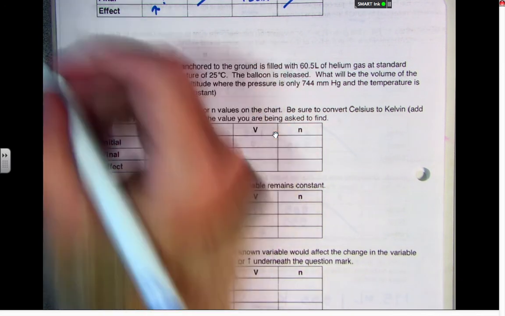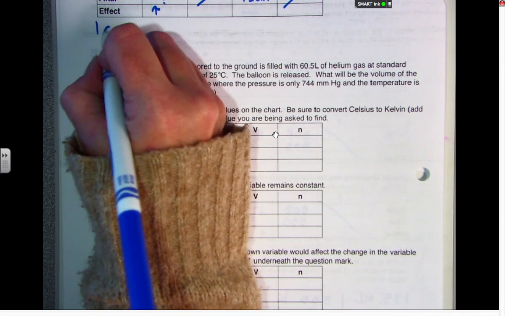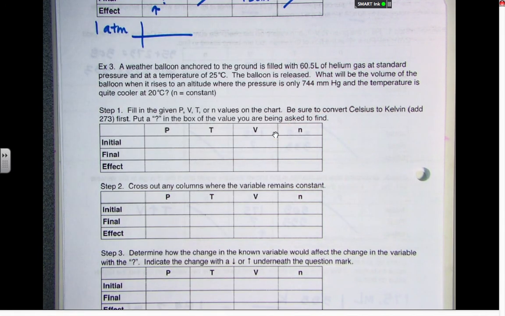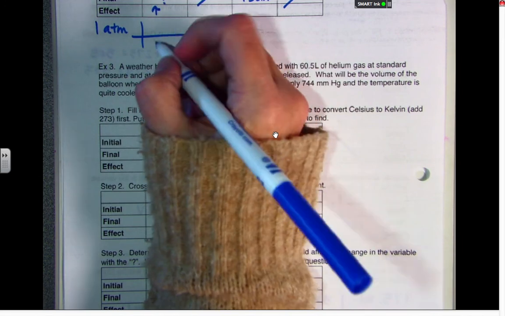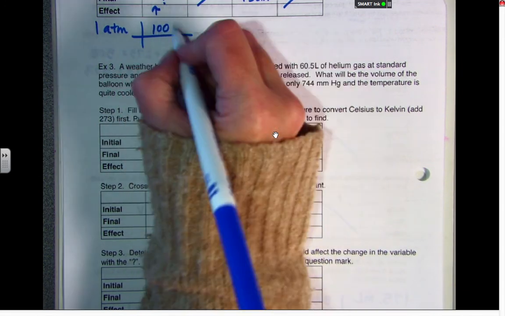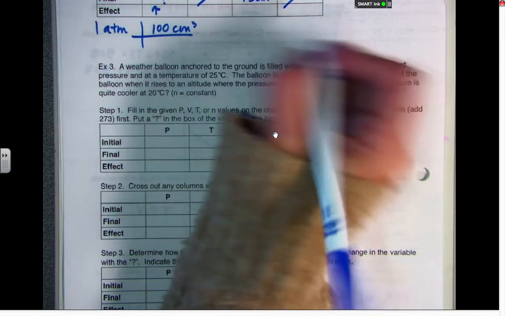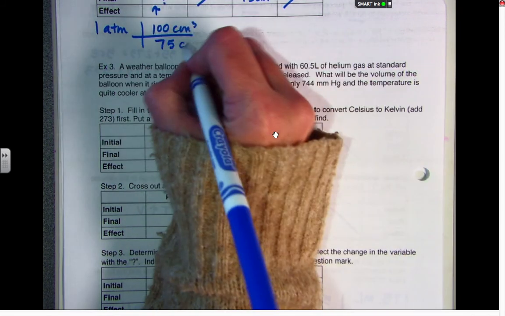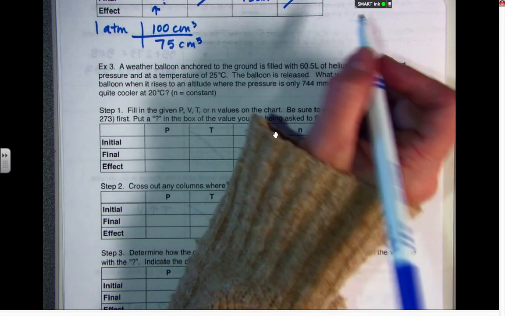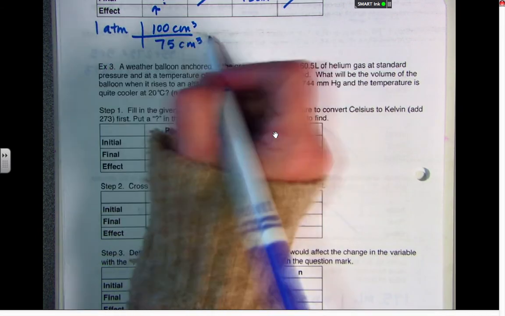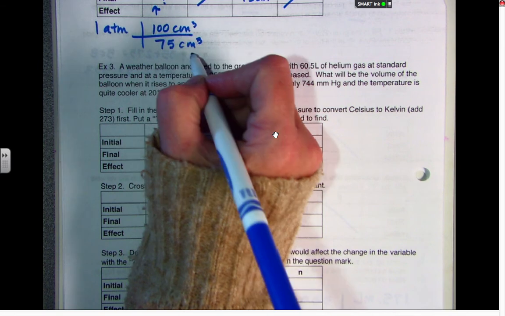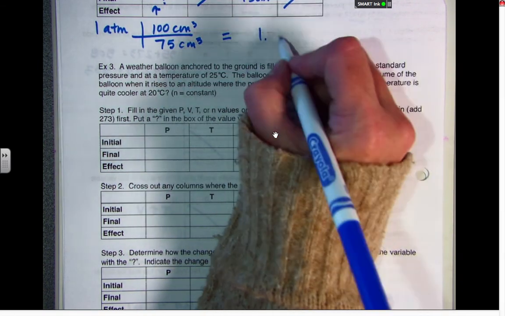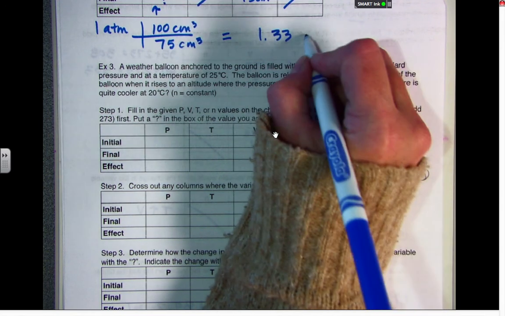Write down what we are starting with, 1 ATM. Do your T. Higher number goes on top, 100 cubic centimeters. 75 cubic centimeters goes on the bottom. So we have 1 times 100 divided by 75, which gives us 1.33 ATM.